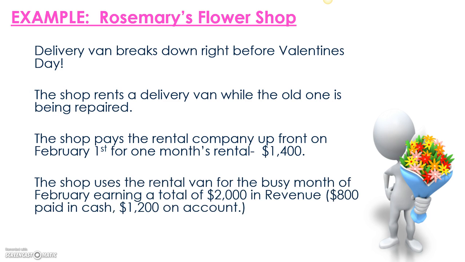Then the shop goes out, uses the rented van, and delivers flowers. And you earn a total of $2,000 in revenues. Now those revenues are split. $800 of that $2,000 is paid in cash. In other words, you immediately went out, delivered the flowers, and the cash was paid on the spot. The other $1,200 was revenue that we earned on account, meaning we performed the services, we delivered the flowers, but the $1,200 hasn't been paid yet. It'll most likely get paid in March or April.